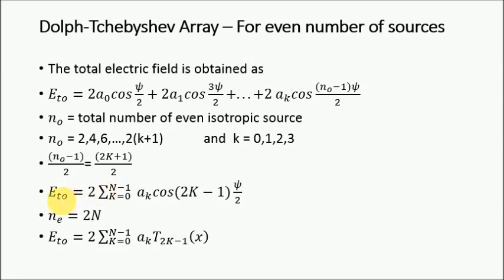Using the summation notation, I can write the total electric field as 2 into the summation of k from 0 to n minus 1 of ak, because the amplitude is going to change with the Dolph-Chebyshev array, times cos of (2k minus 1) psi divided by 2. And here n0 is equal to twice of n, and accordingly we can calculate the value of n here.